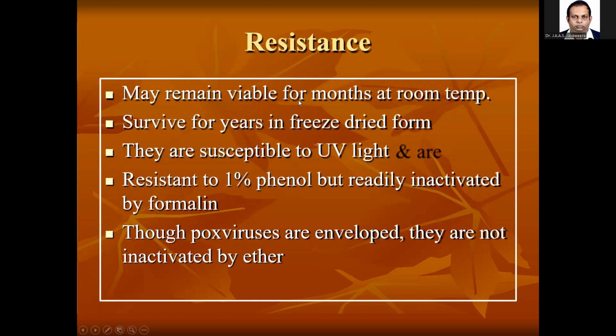It is viable for months at room temperature, so it's a fairly resistant virus. It survives for years in freeze-dried forms. We use the freeze dryer to keep viruses, bacteria, fungi, even other chemicals for a prolonged duration. They are susceptible to UV light and resistant to 1% phenol, but readily inactivated by formalin or formaldehyde. Though poxviruses are enveloped, they are not inactivated by ether.